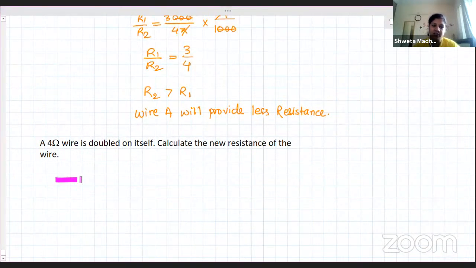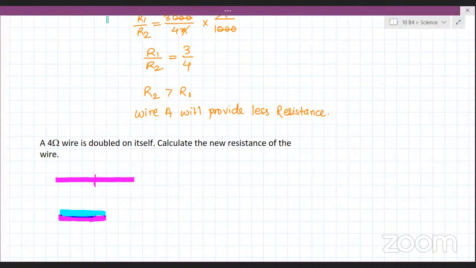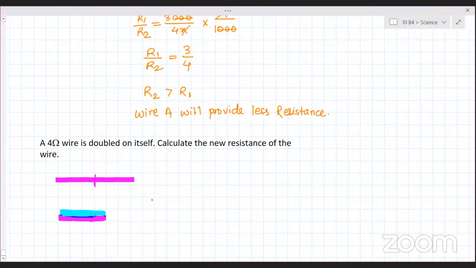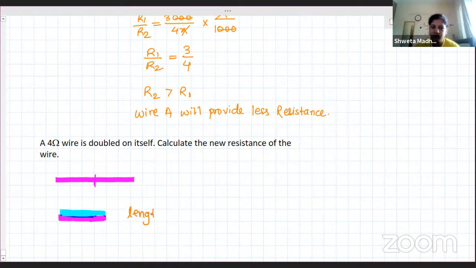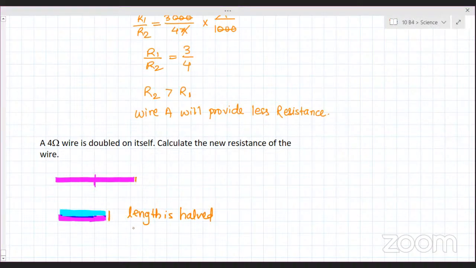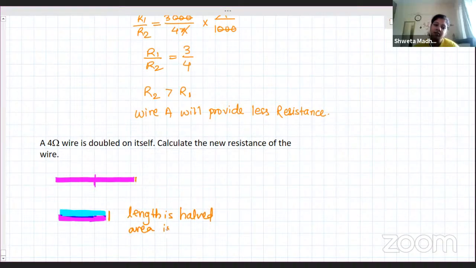If the wire was like this earlier, now from exactly the half, it is doubled. That means one wire is like this. This is one thickness of the wire, and second one gets doubled on itself. So it is folded and made double like this. So what happens to the length? Length will become half. And what happens to the thickness? Thickness doubles, so area is doubled.